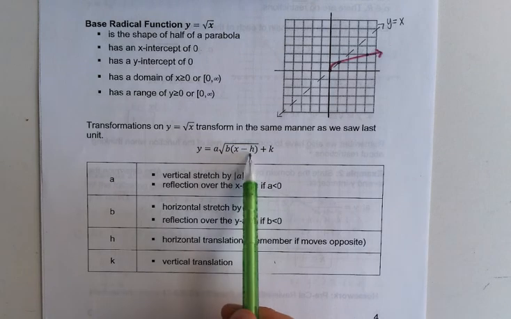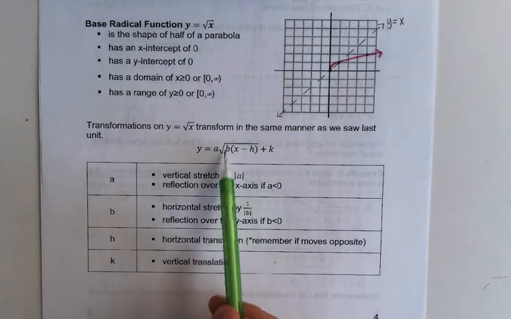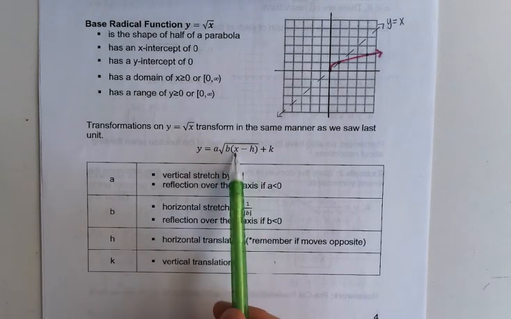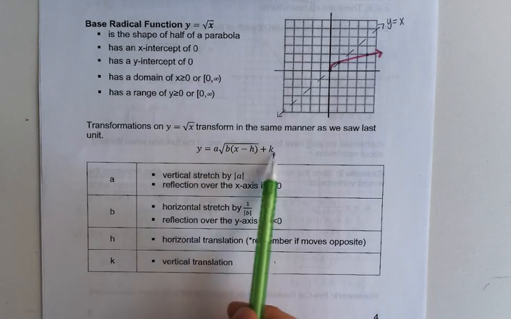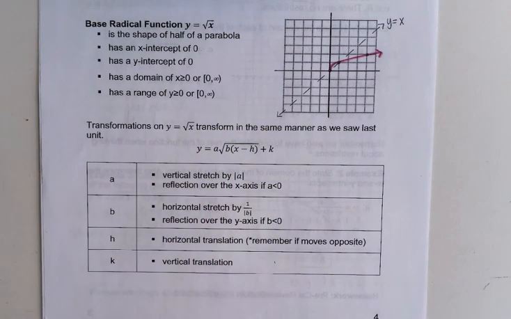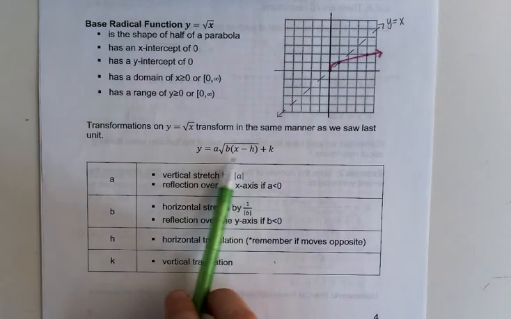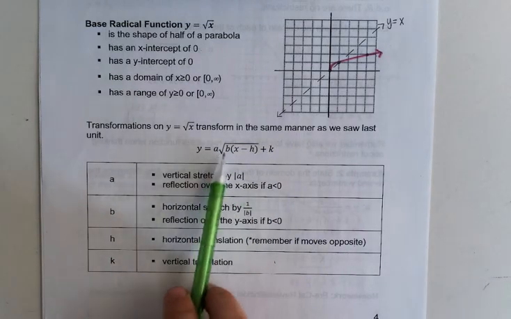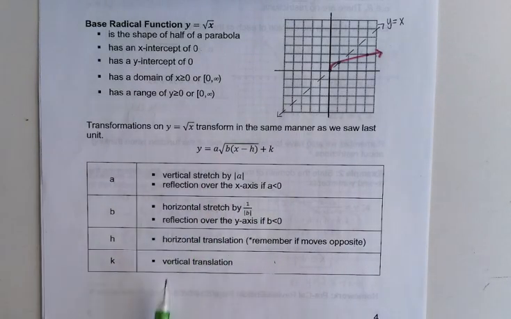You'll notice now b and h are both under the radical with x, and a and k are outside of the radical. That's the biggest differentiator between vertical and horizontal, is that a and k are outside of the root, and b and h are inside of the root. A, b, h, and k all do the exact same thing that they did in our first unit.